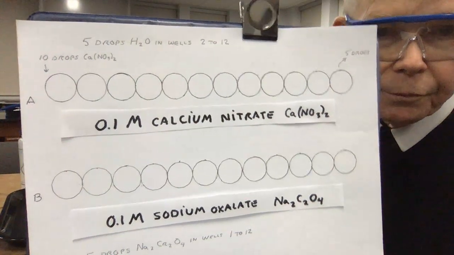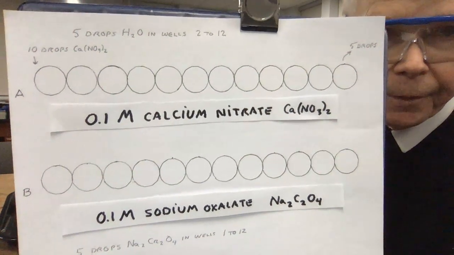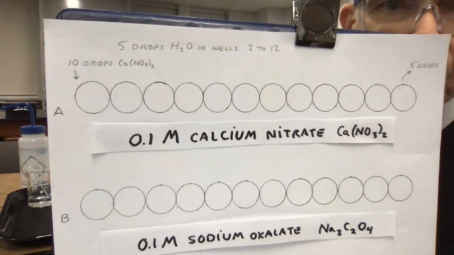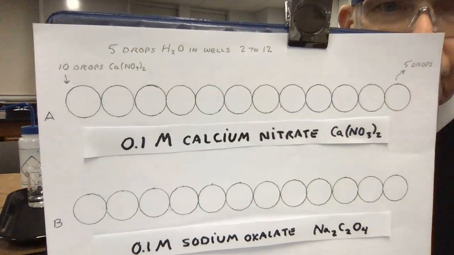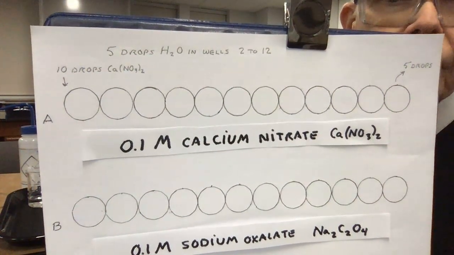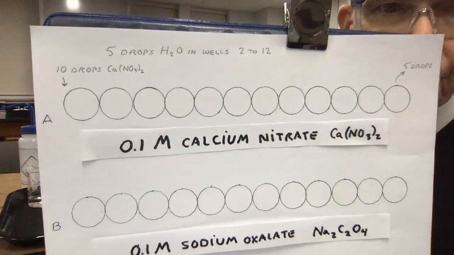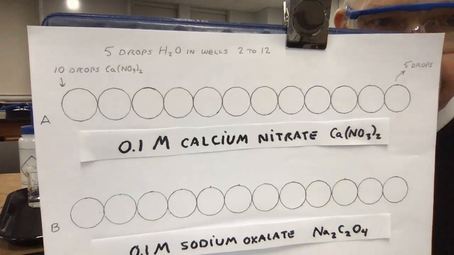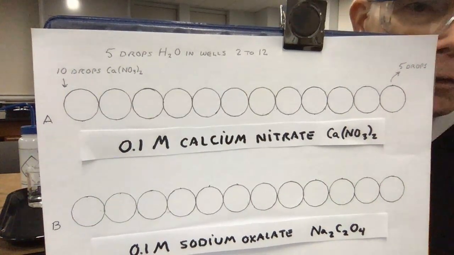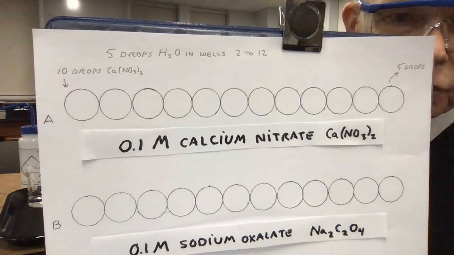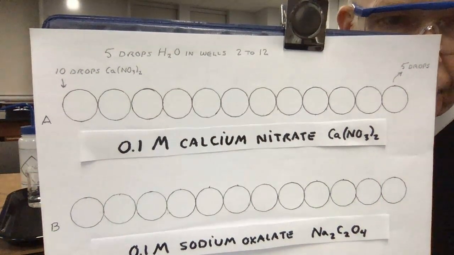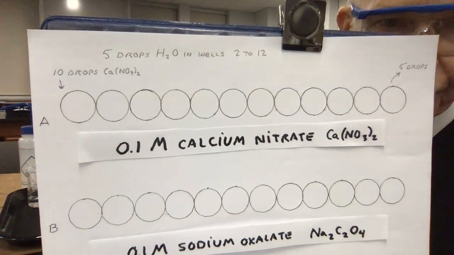Row B is going to contain the sodium oxalate. If I bring this up a little closer here, I have already put 5 drops of water in wells 2 to 12. I'm going to put 10 drops of my calcium nitrate in the first well on the left. So all the wells after that have just pure distilled water in them, but that first well, A1, will have the 10 drops of calcium nitrate.